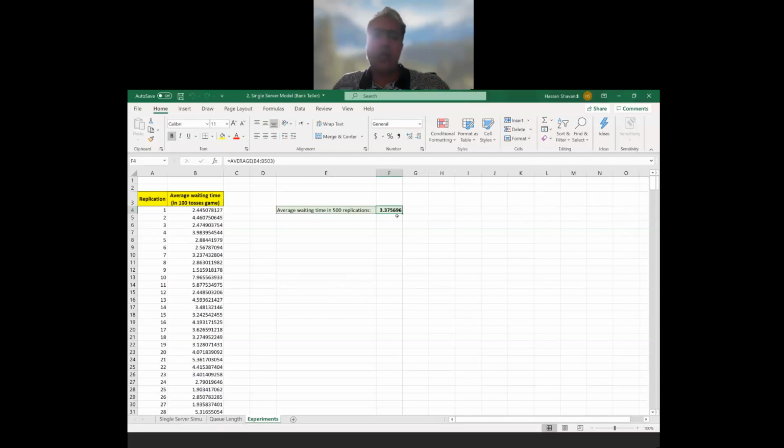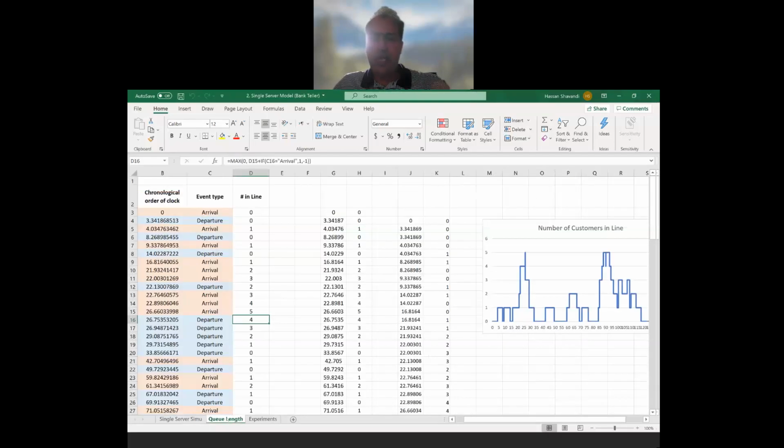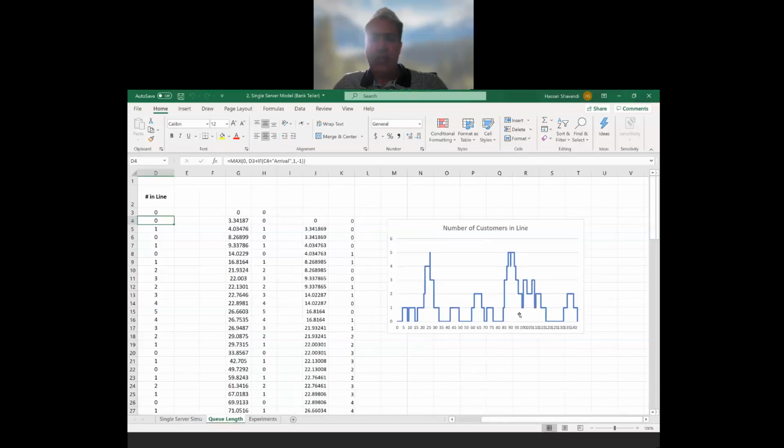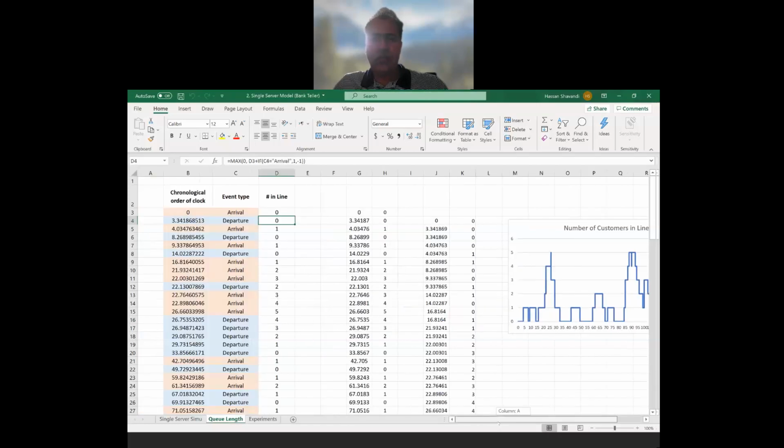If you are interested in the queue length, I mean the number of customers in the line, you can calculate the number of customers in the line here, and you can also have the graph of the number of customers in the line, the queue length. If you go through the sheet, you will find out how we can do this.